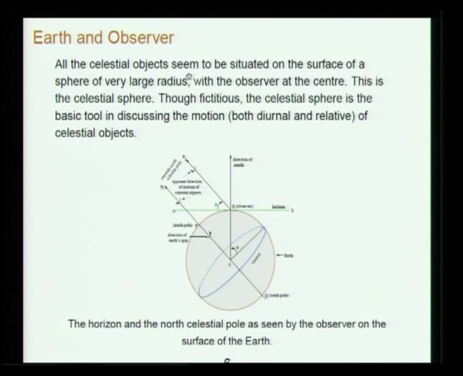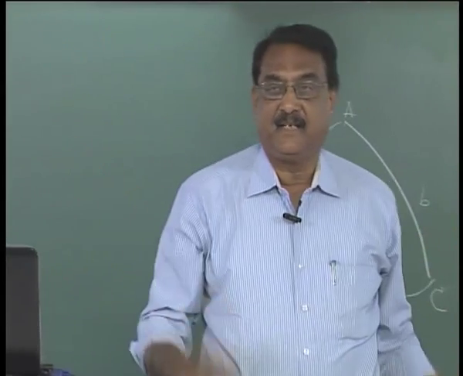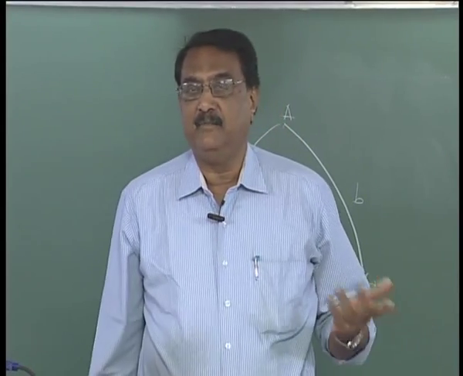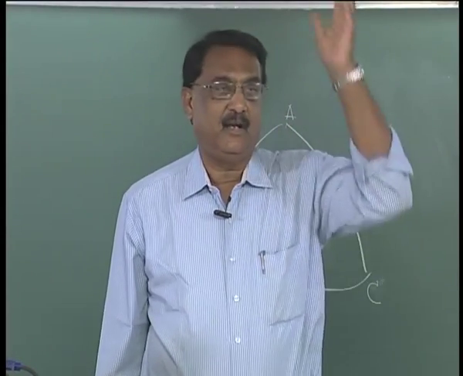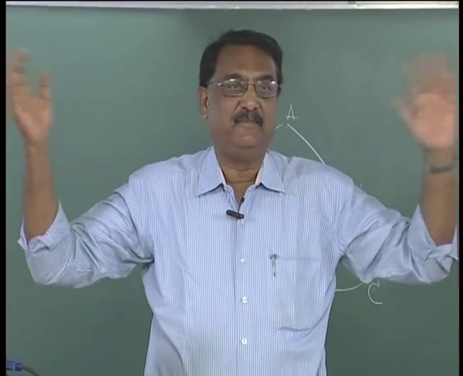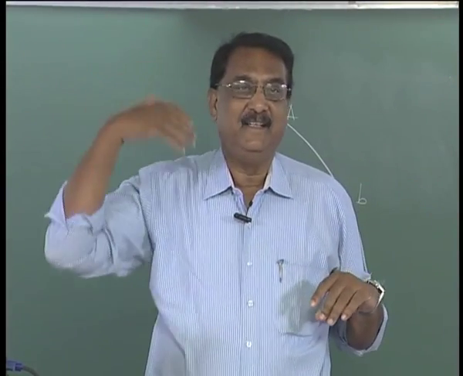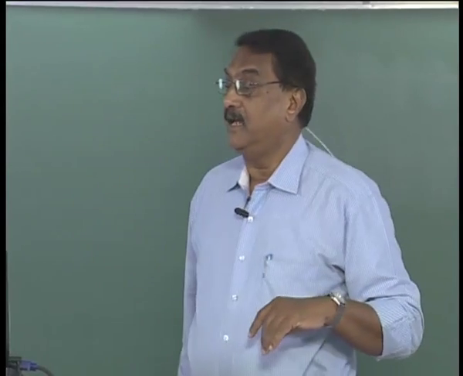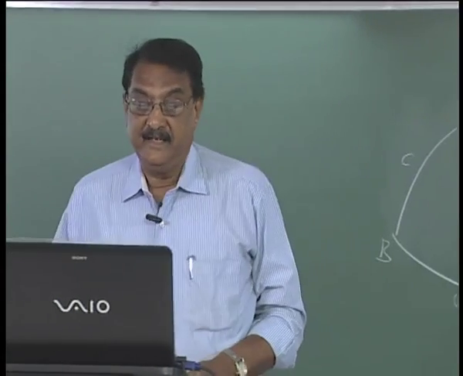All the celestial objects seem to be situated on the surface of a sphere at a very large radius, with the observer at the center. That is what we observe, right. When you observe the sky, we see that the sun, moon, planets and stars are all moving on some large sphere, and this is the celestial sphere.